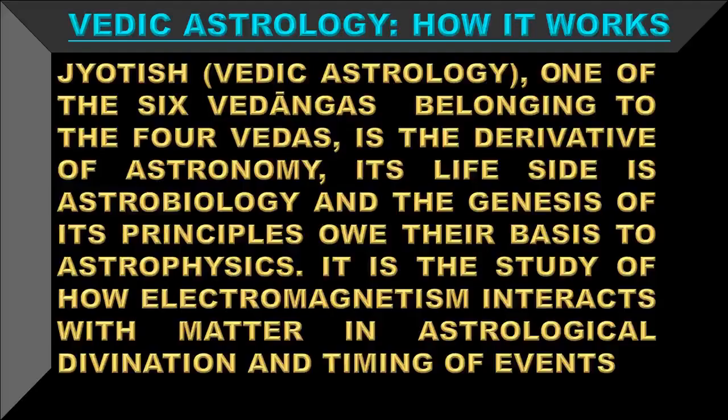Jyotish Vedic astrology, one of the 6 Vedangas belonging to the 4 Vedas, is the derivative of astronomy. Its life side is astrobiology, and the genesis of its principles owe their basis to astrophysics. It is the study of how electromagnetism interacts with matter in astrological divination and timing of events.